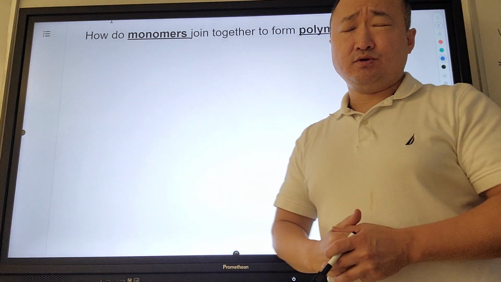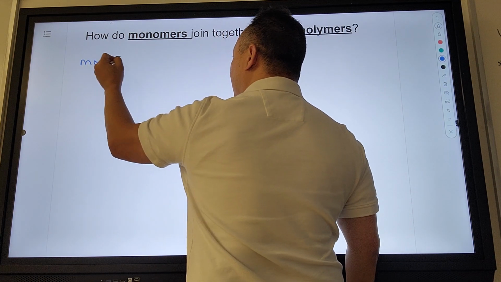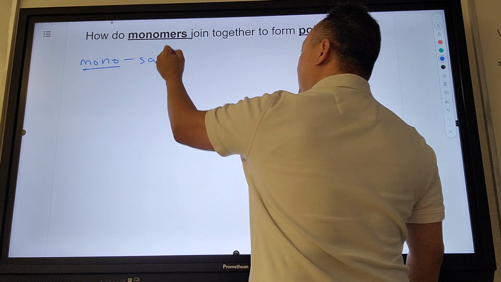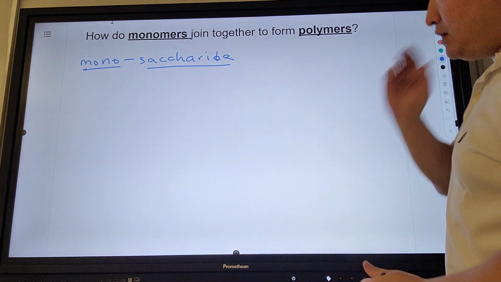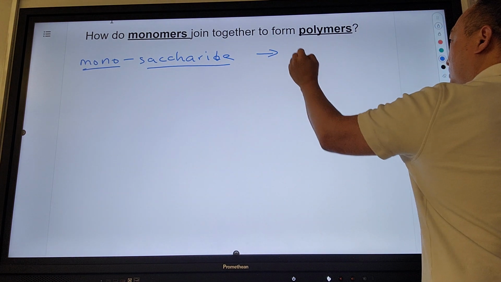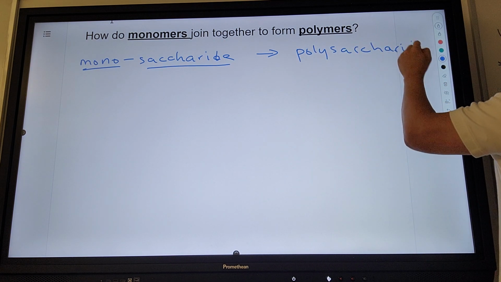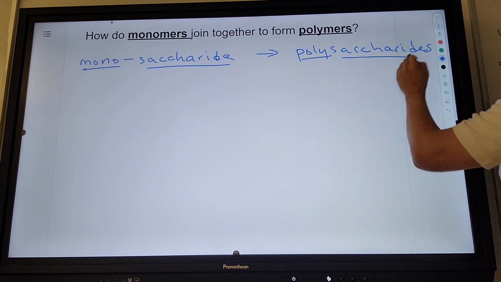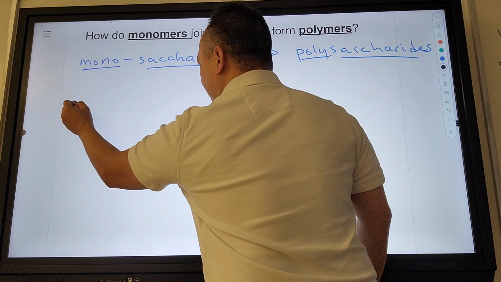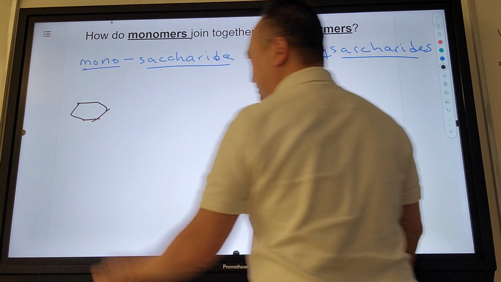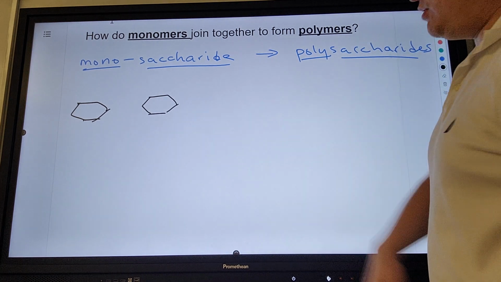I'm going to use 2 examples to illustrate this process. The first one I'll use are monosaccharides. Right, so remember, these are the monomers for carbohydrates. Monosaccharides joining to form polysaccharides. Poly meaning many, sugars. Right, so monosaccharides are these ring-shaped monomers. And so just imagine we have several of those.